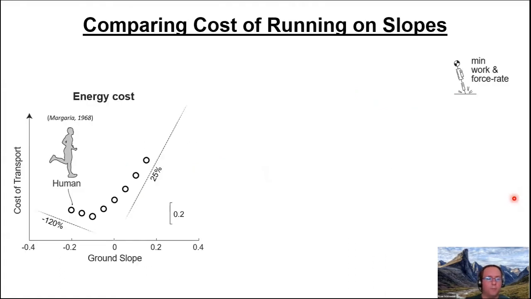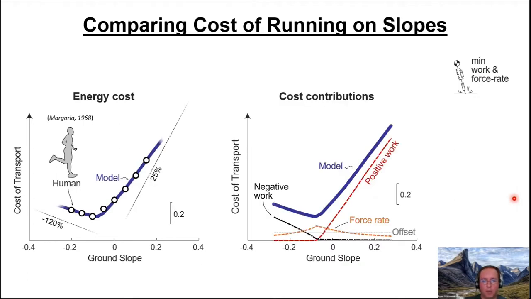What about if we compare costs for the Margarita data? So the circles are Margarita's data, and the blue is the model. And then if we break down by constituents of the model's cost, so this is cost of transport against ground slope. Again, positive values means uphill, negative values means downhill. So what we see is that positive work does indeed dominate the cost at upward slopes, and negative work does indeed dominate at downward slopes.